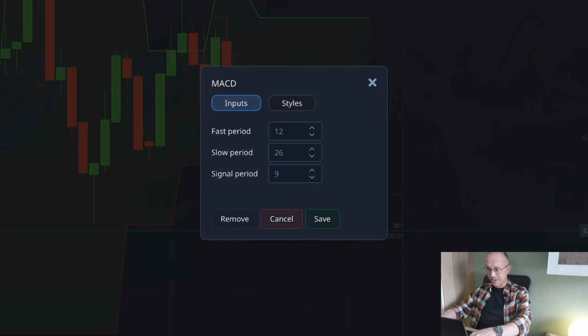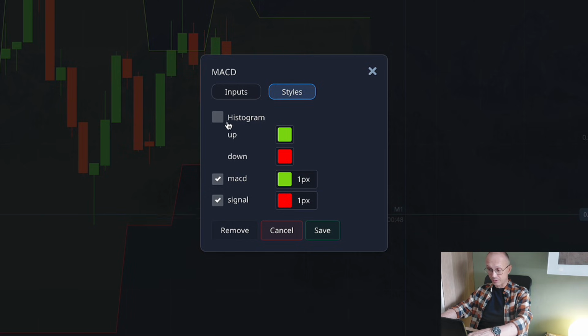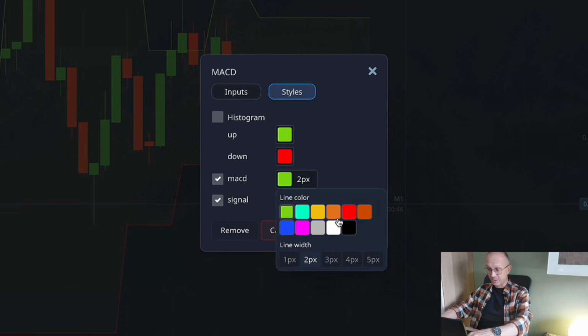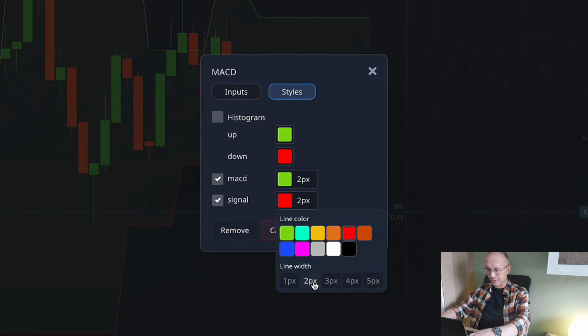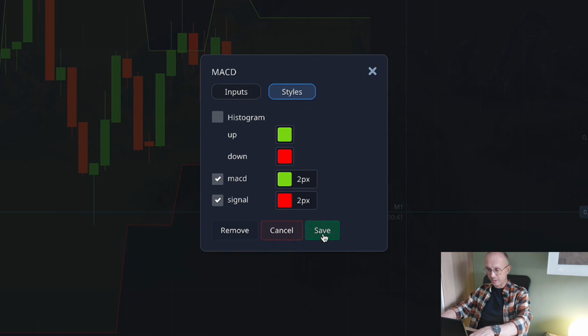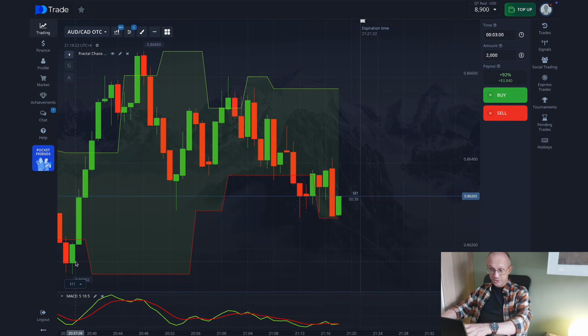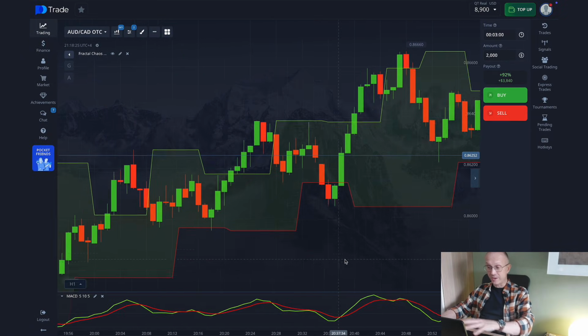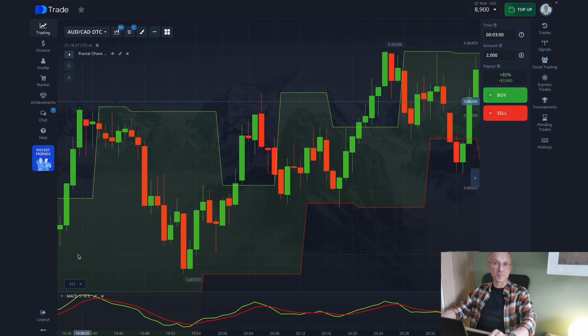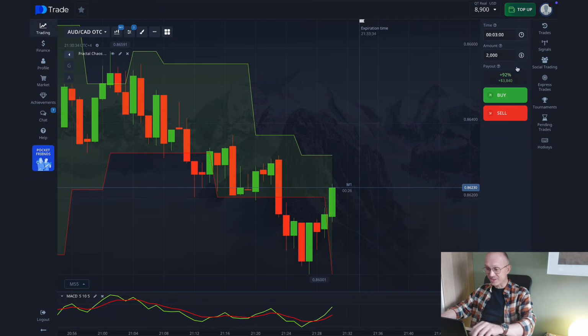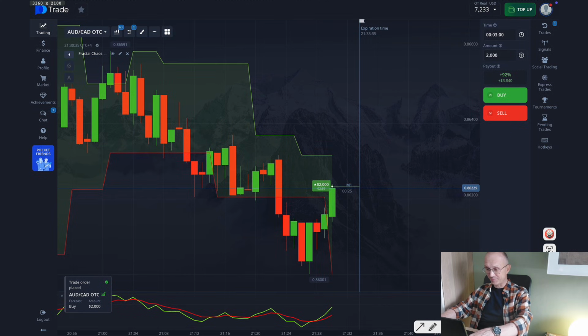Let's set up the MACD then, set signal period to 5, set slow period to 10, and set fast period to 5. And next we go to style and turn off histogram, and set the width of the MACD and the signal to 2, and save. So the indicators are ready to go, and if you are trading on your phones, set them up the same way. First situation, the expiry time is 3 minutes, and I'm opening a long trade for $2,000.